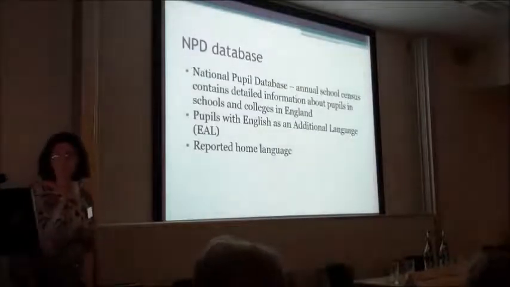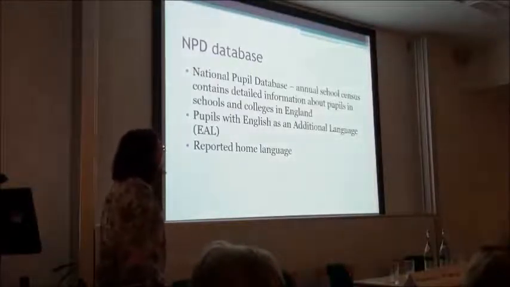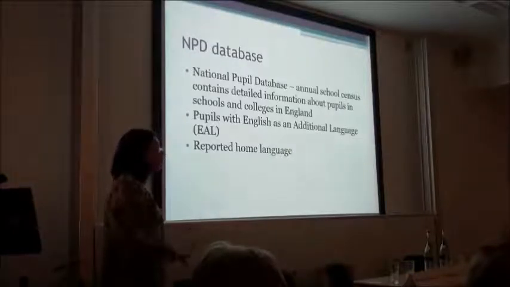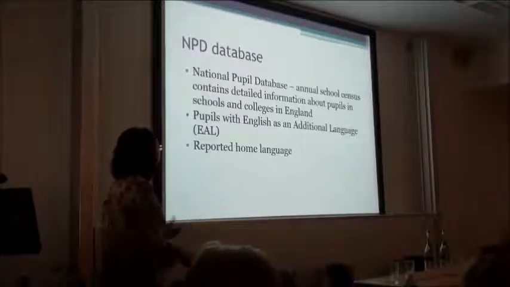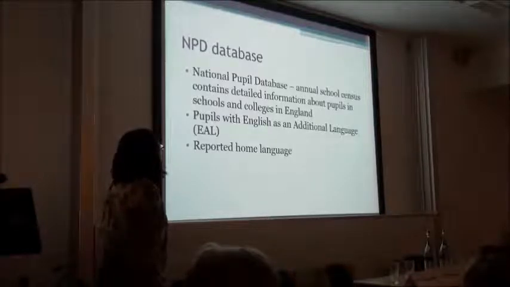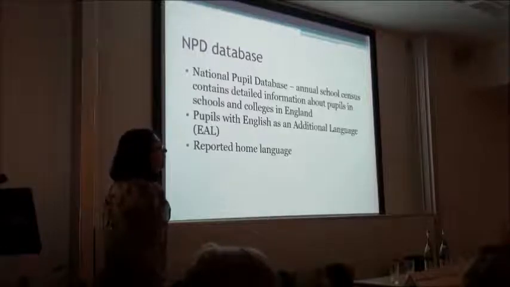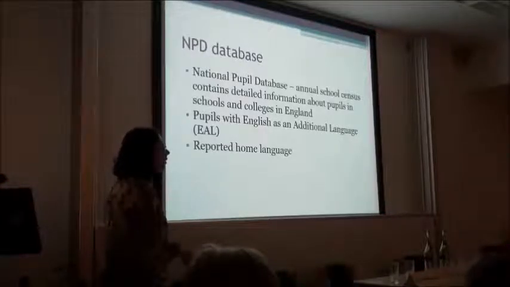So the database I was using is the National Pupil Database, and it's not a sample, it's the annual school census which contains detailed information about pupils in schools and colleges in England. It's all pupils in England. If you are in the school, you are on that database. So no sampling, nothing. It's an administrative database. So what they have is pupils with English as additional language. You can identify those. And then starting from 2008, they also have reported home language. So it's not only EAL, but it's what language they speak at home.